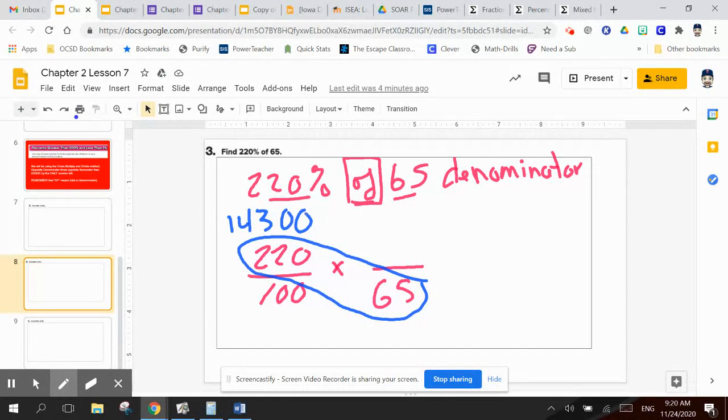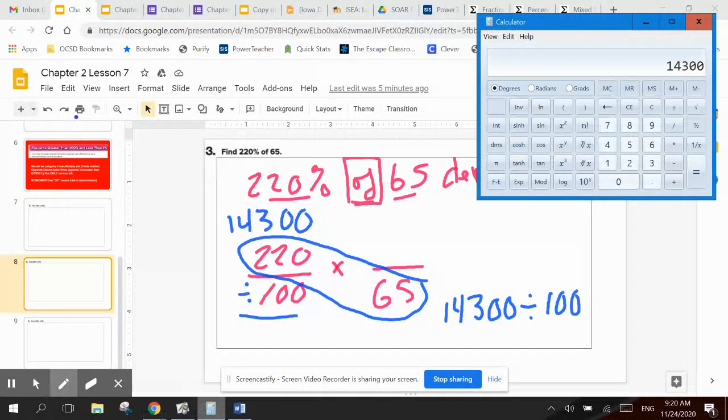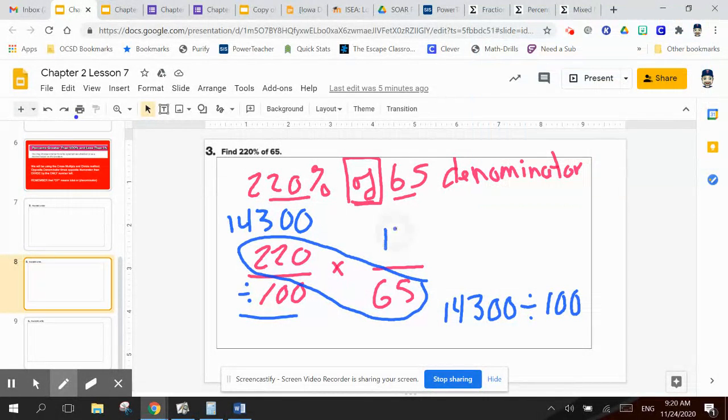I take that number and I divide it by the only number I have left, which is 100. And if I divide by 100, I get 143. Notice that when we divide by 100, the two zeros can cancel each other out, being left with 143.